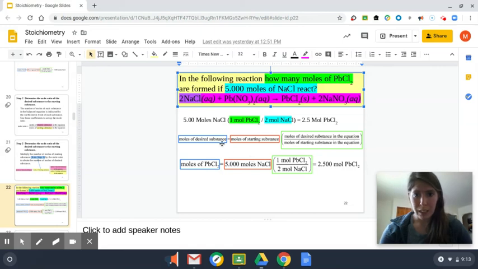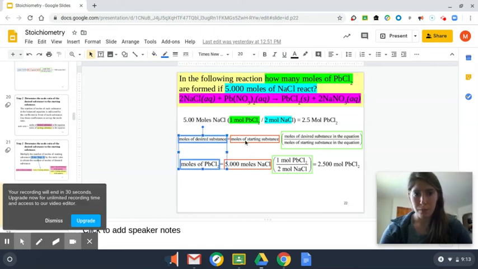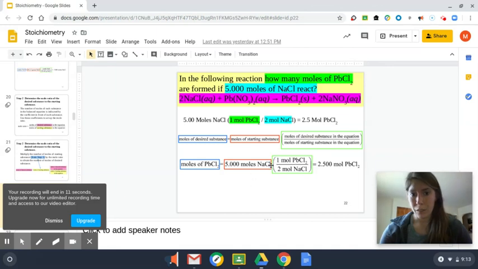So this is like the word problem, written out for you. So moles of desired equals the moles of the start, which is right here, multiplied by the moles of the desired substance in the equation, which is 1, over the moles of the starting substance in the equation, which is 2. And then if you just cross out your units, you're left with PbCl2, 2.5 moles.